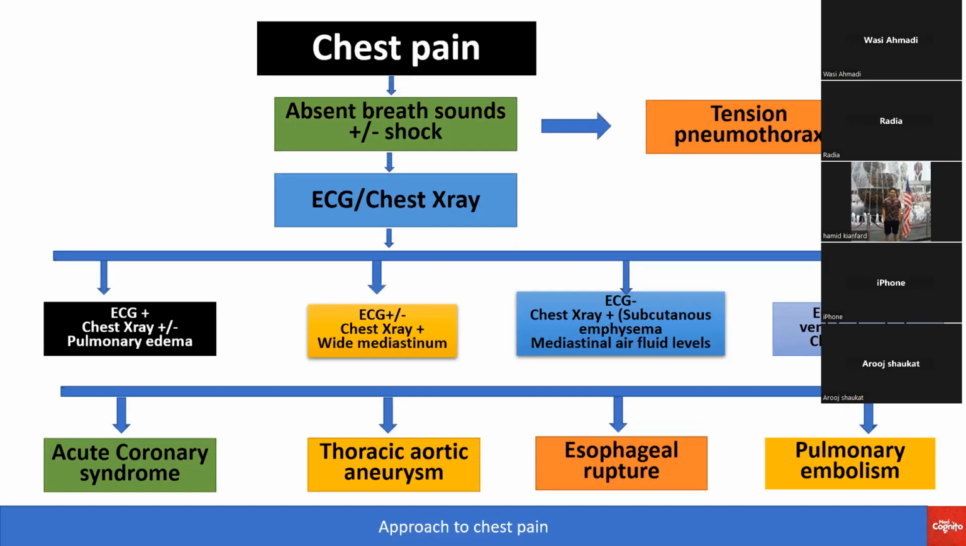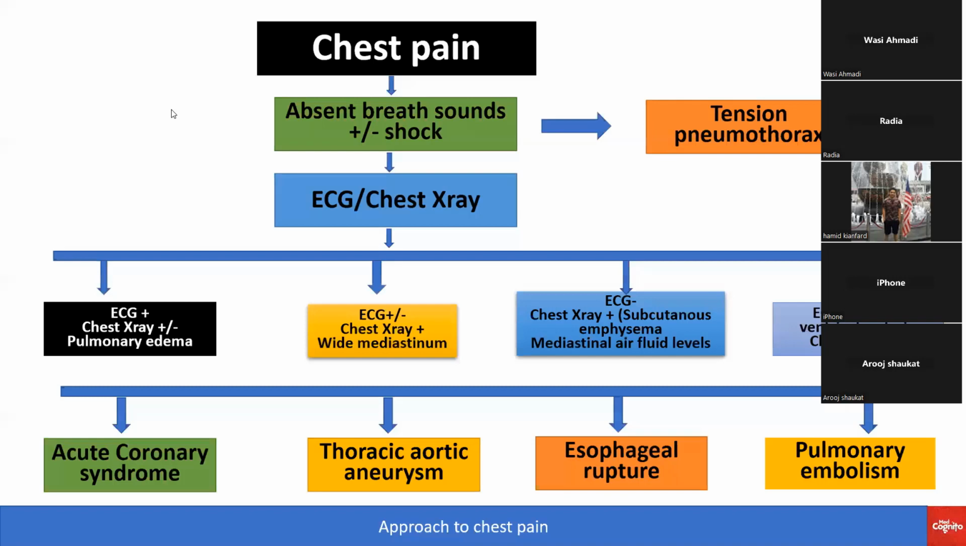Next one, chest pain. I can hear breath sounds. I do my ECG, and the ECG is not very specific. But then when I do a chest x-ray, I see that there's widening of the mediastinum. My diagnosis is thoracic aortic aneurysm. Wide mediastinum, chest pain, when I listen to the chest I can hear breath sounds: thoracic aortic aneurysm.